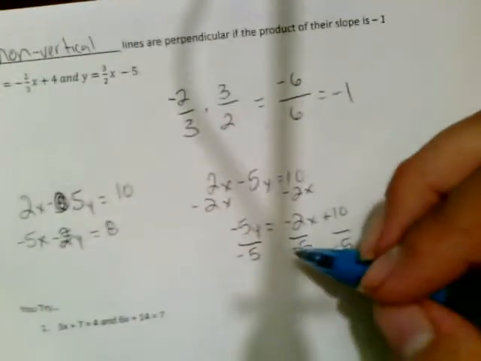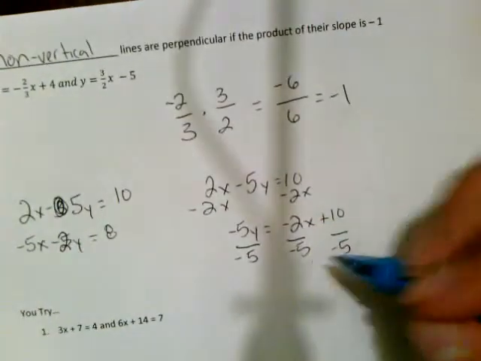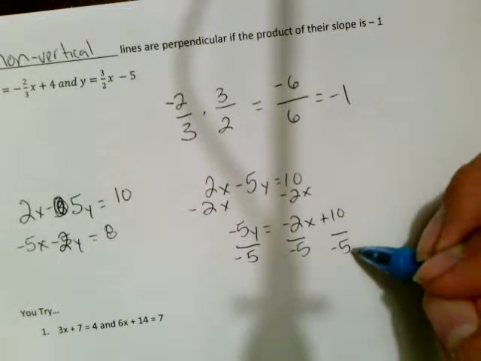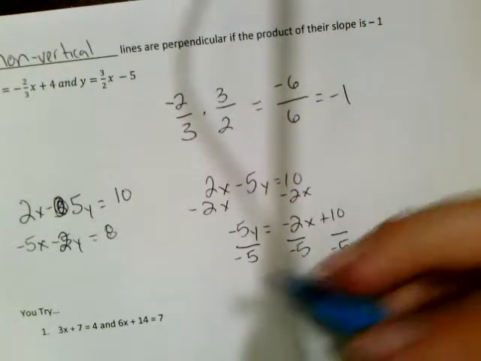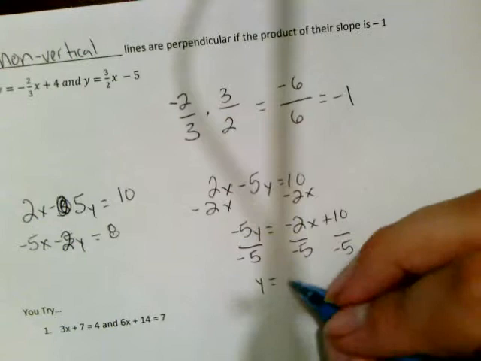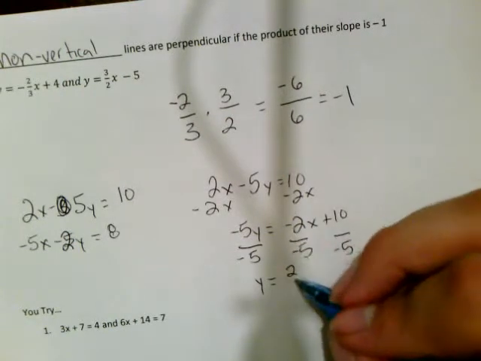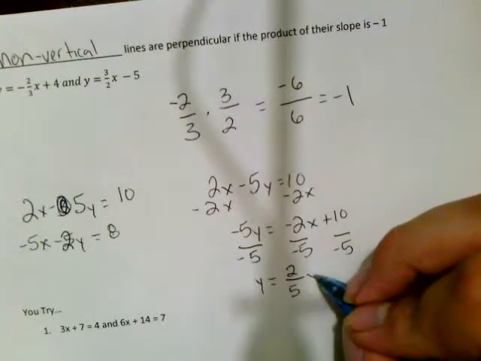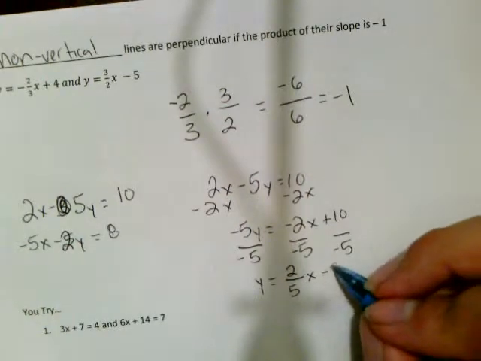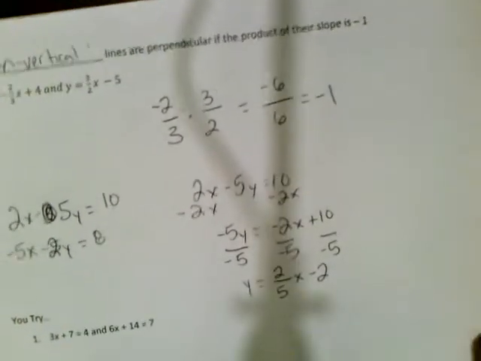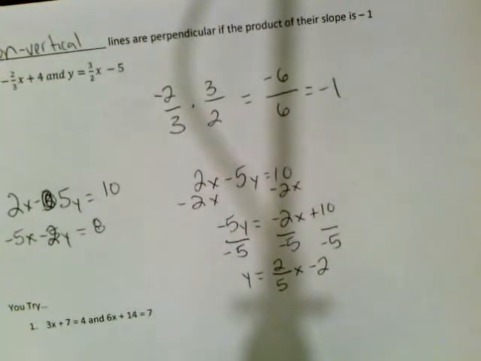So these cancel out. This becomes 2 over 5, and this becomes negative 2. So y equals 2 over 5 x, 2 negatives makes a positive, minus 2. Okay, so that's what our first line looks like. Now let's compare the second line.